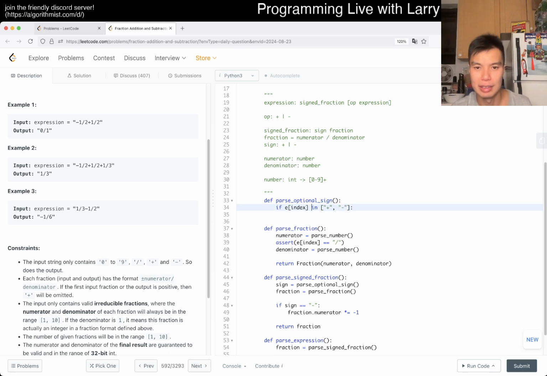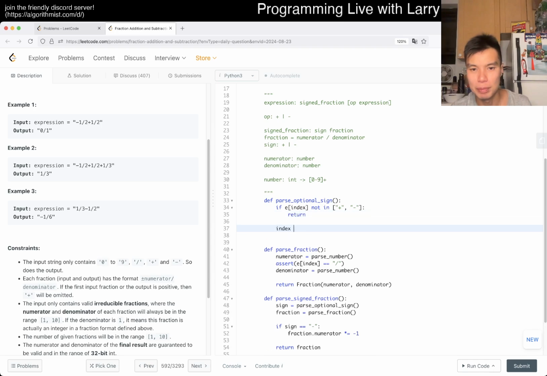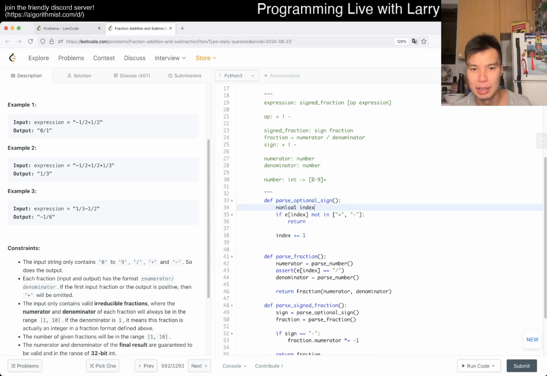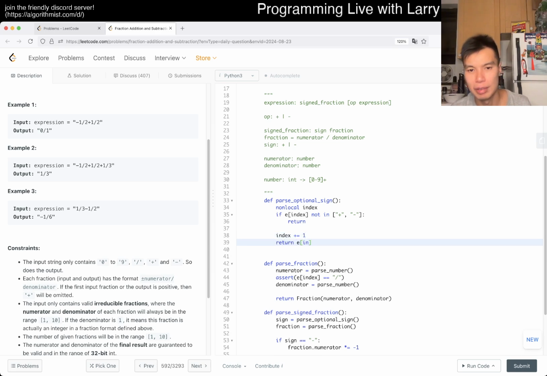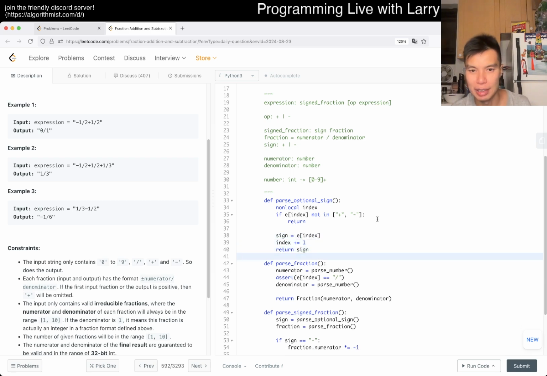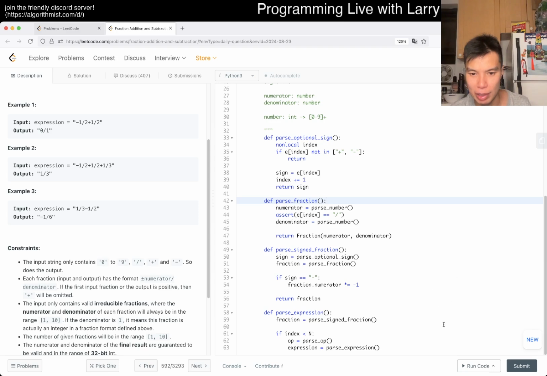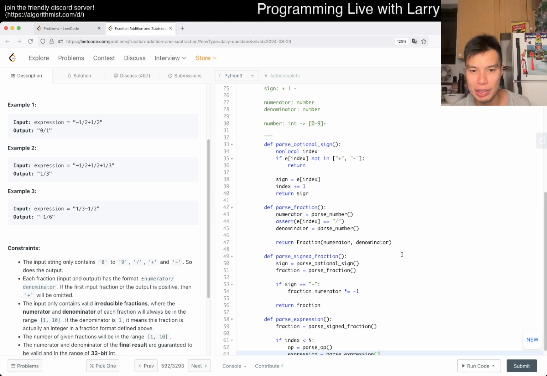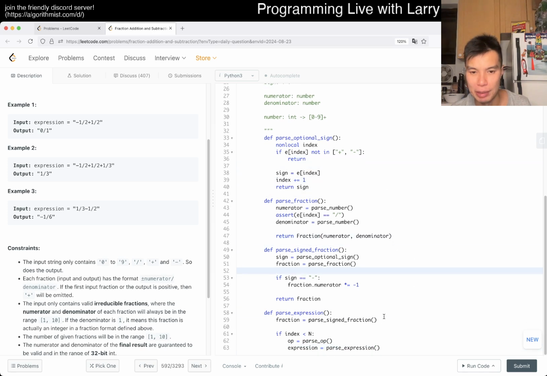So if this is not in, then we just return. Otherwise we consume. I guess we have to do a nonlocal index. We consume, and then we return, so sign is equal to e of index, and then we just return sign, right? So this makes sure that we separate that out correctly. And because we're returning the fraction here, that means that we actually want to do the operation here in parse expression. So we have to add some logic after this, which we will do. So it's fine.